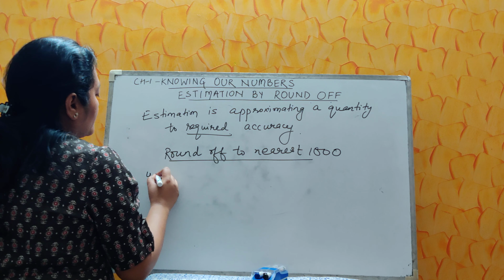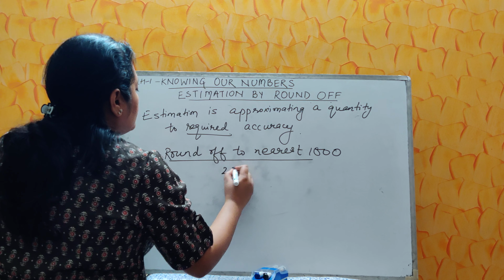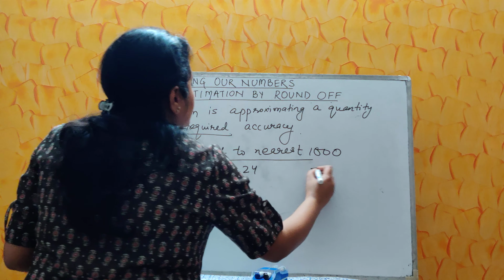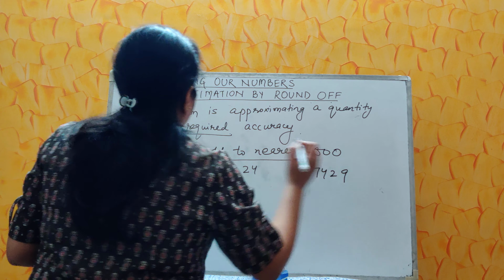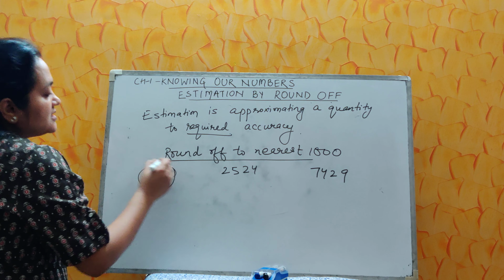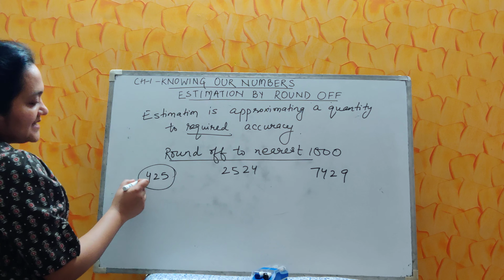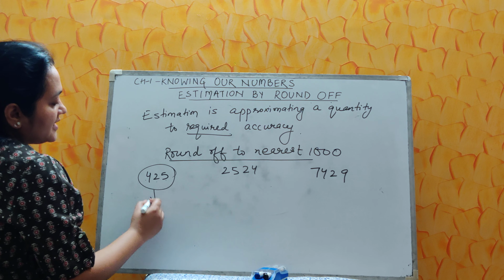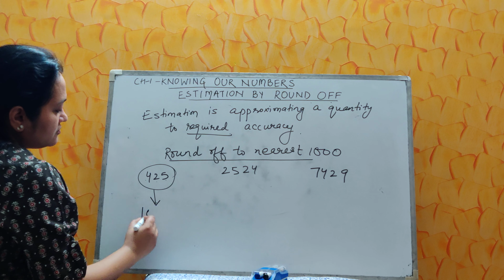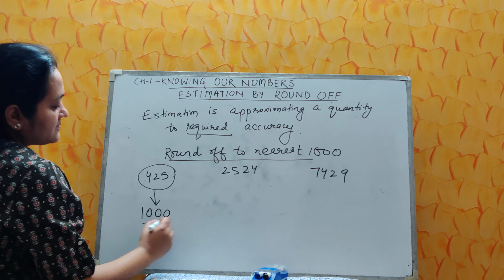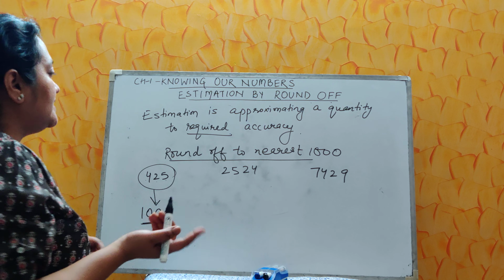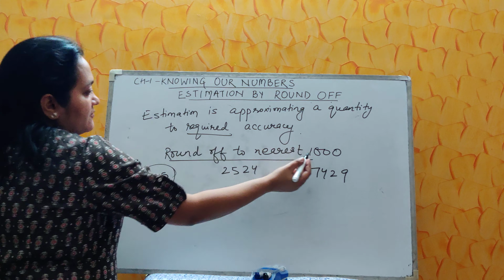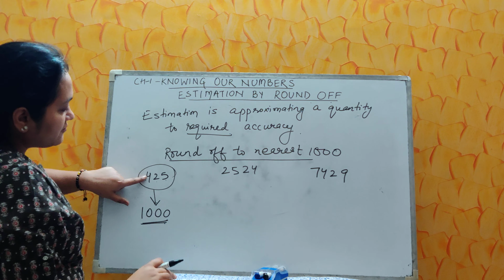Let's take 3 examples where we have to round off to the nearest 1000. I am taking numbers 425, 2524 and 7429. There is no multiple of 1000 less than 425. So it will be rounded off to 1000, because the only multiple of 1000 near 425 is 1000. So the answer will be 1000.